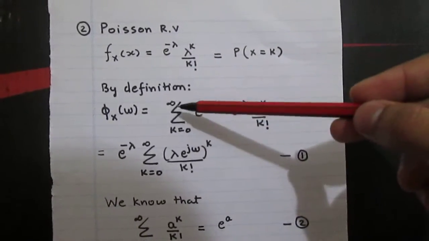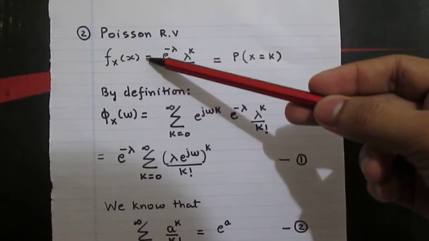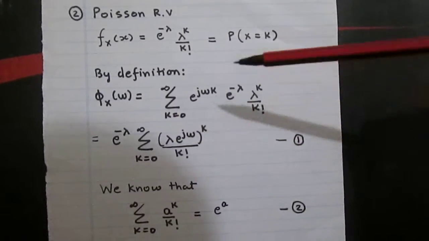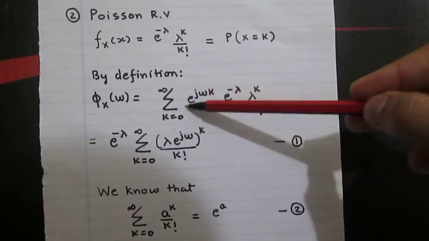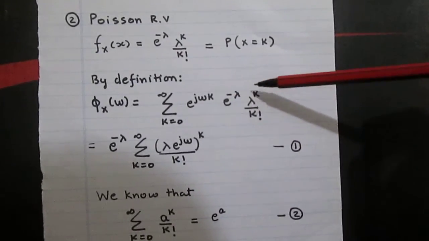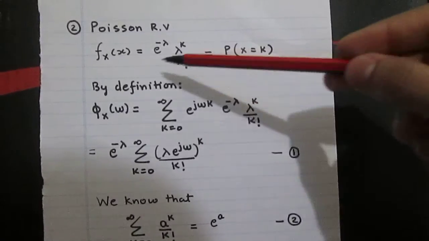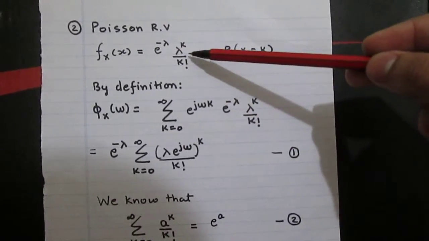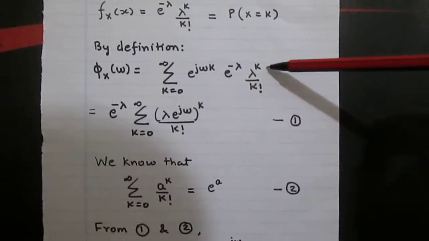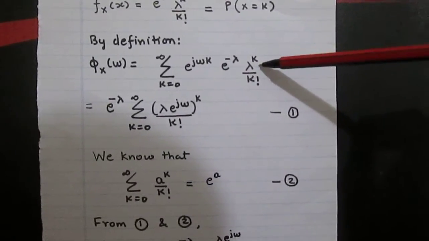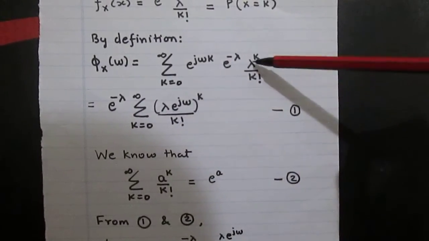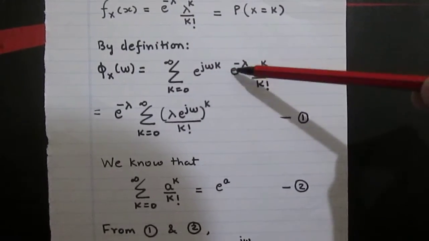So after substituting this PDF in the characteristic function, what we get can be seen in this equation. So this term is e power j omega k, which we have to insert, and this term is nothing but fX of x of a Poisson random variable, which is this. So to simplify it further, let's take lambda e power j omega together from these two terms and take e power minus lambda outside.